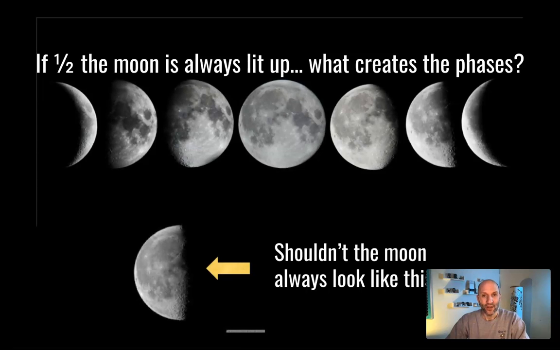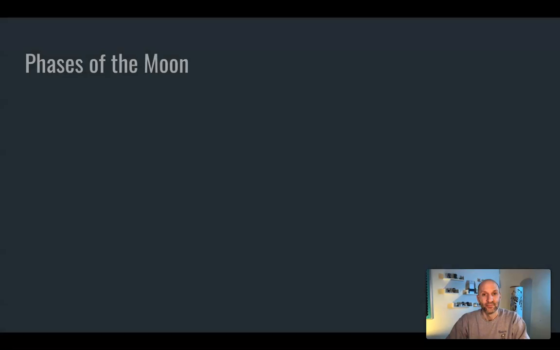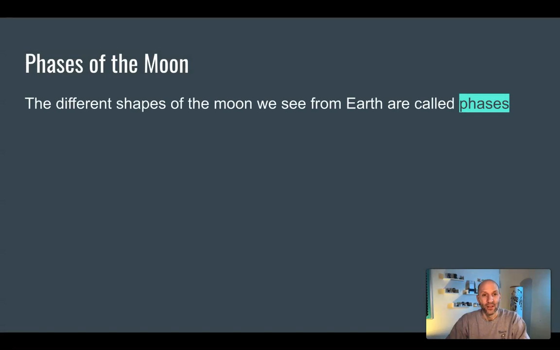Now, a natural question is, if half of the moon is always lit up, what creates the phases? Why doesn't the moon always just look half lit up? So to go back to phases, we call the different shapes of the moon that we see on Earth phases. Again, it's the name we give to the shapes that we can see on the moon.